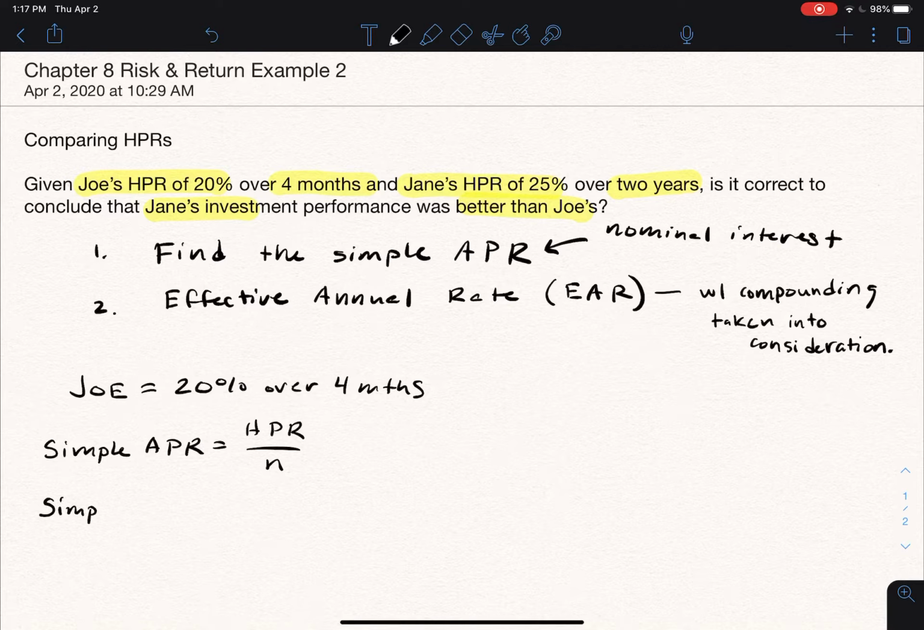So Joe's simple APR is going to be equal to his holding period return, which was the 20%. Now remember, when you do algebra, you have to convert percentages to decimals. So we're going to convert it back to 0.2. And then N has to be out of a year. And so since N has to be in years, we are going to take N and we're going to say, well, he held it for 4 months out of a possible 12 months, right?